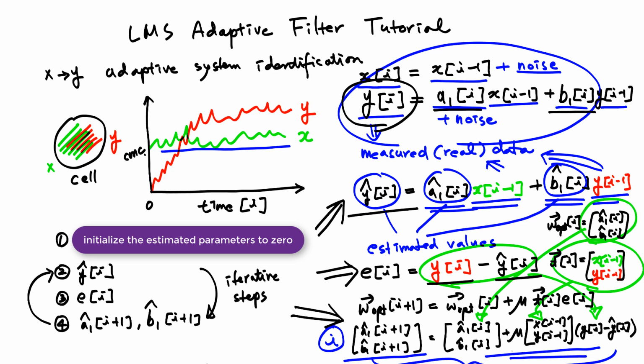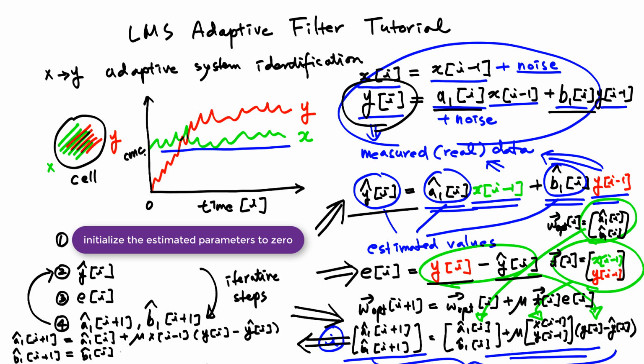Lastly, this equation here can be decoupled into two separate equations. So a sub 1 of i plus 1 is equal to a sub 1 of i plus mu times x of i minus 1 times y of i minus y of i hat. And the second equation is b sub 1 of i plus 1 is equal to b sub 1 of i hat plus mu times y of i minus 1 times y of i minus y of i hat.